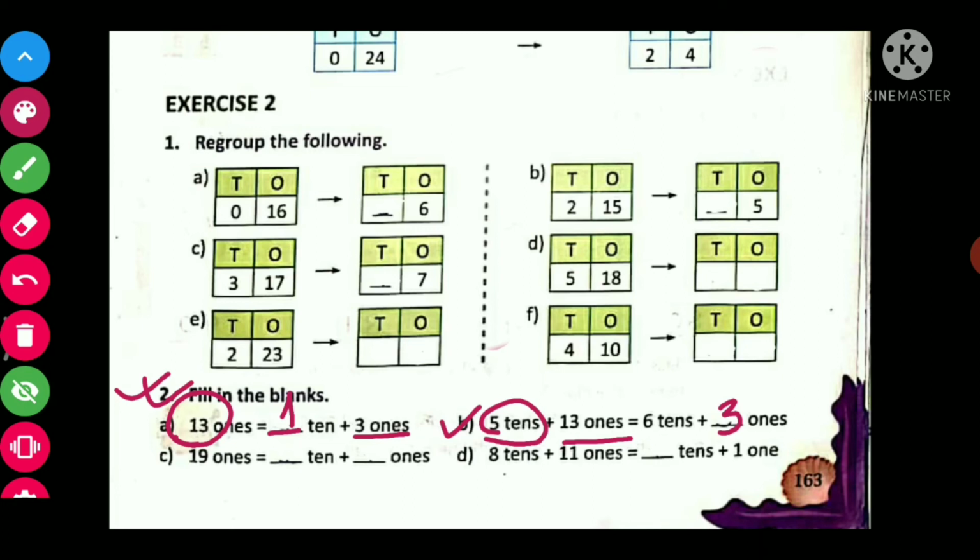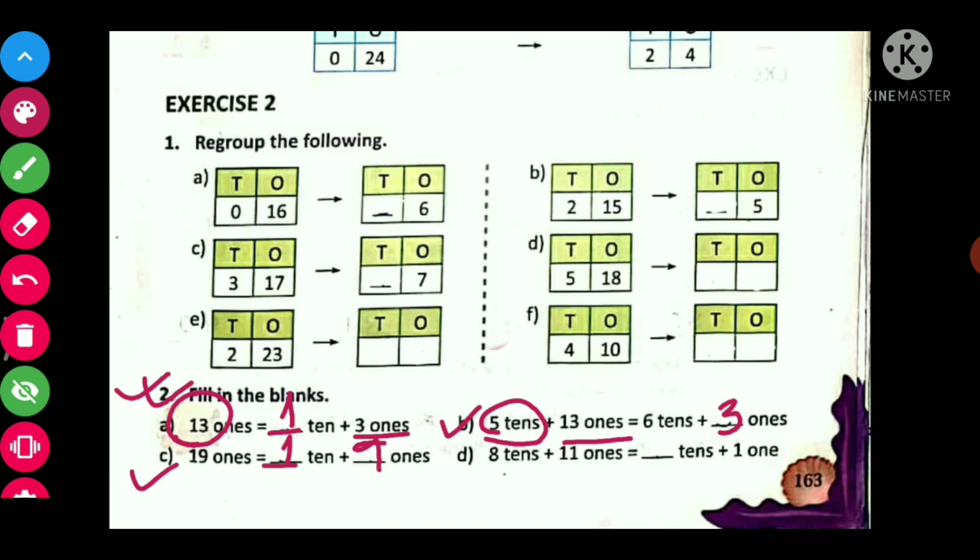Now see the C part. 19 ones are there. Just make one bundle of tens. You just collect 10, so here 9 will remain. And how many bundles can we make? Only one bundle.